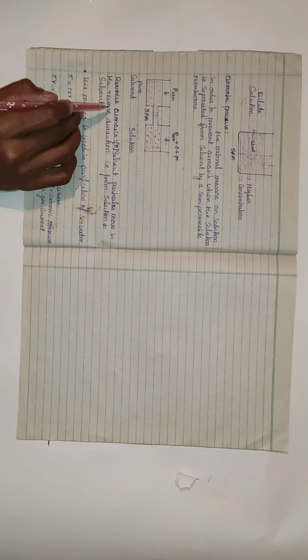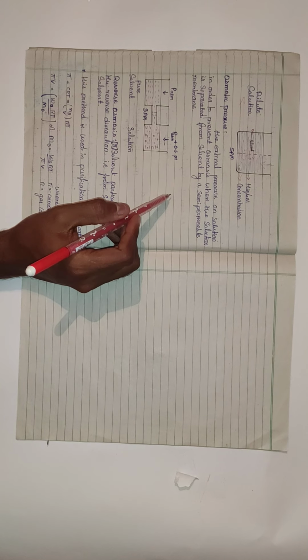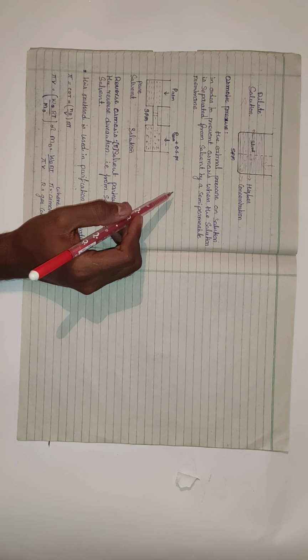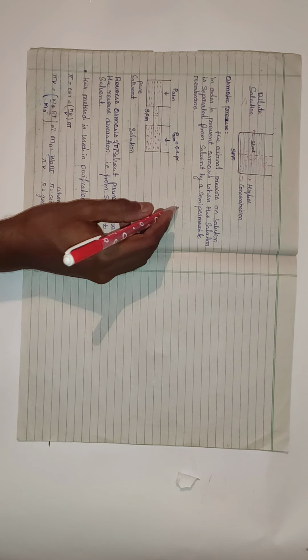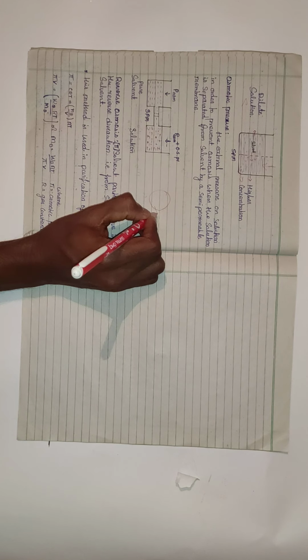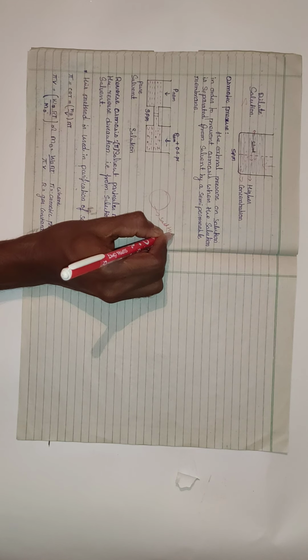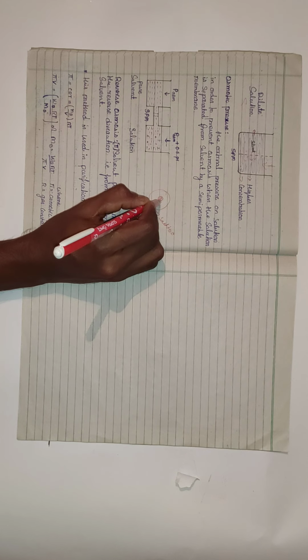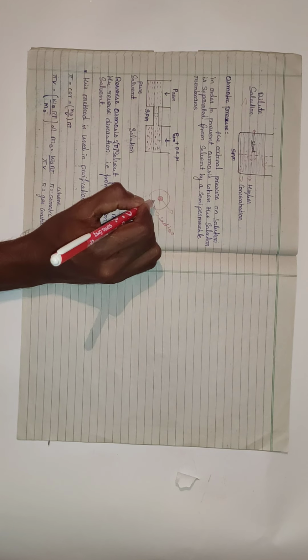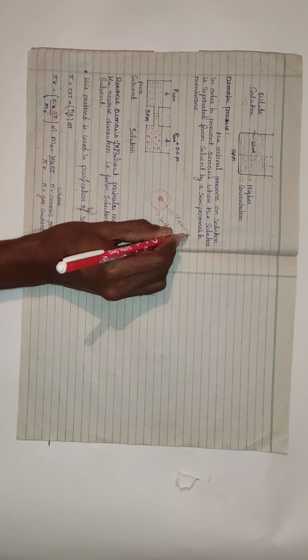The next concept is reverse osmosis. A general example of the osmosis process is when we are making pickles. We dip a raw mango in salt water, and after some days, that raw mango will shrink. For example, consider this is the salt water, and if you put some raw mango here, it will shrink. This is the raw mango.